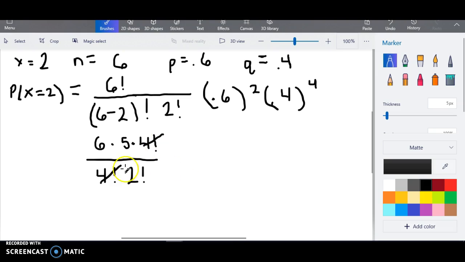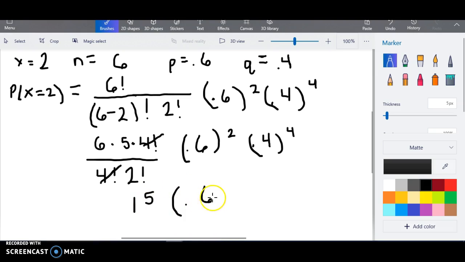So we end up with, let's just go ahead and bring this down. You end up with 30 right here, and then 2 times 1, because 2 factorial means 2 times 1. So 30 divided by 2 is 15. So 15 times 0.6 to the second times 0.4 to the fourth.